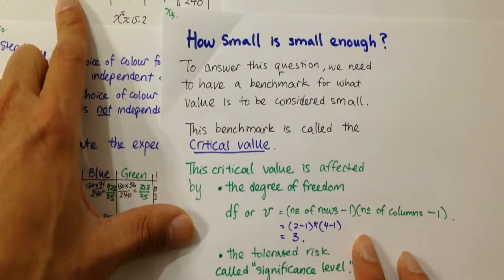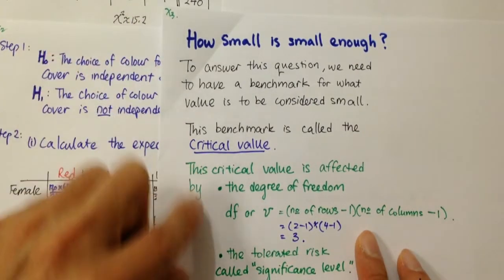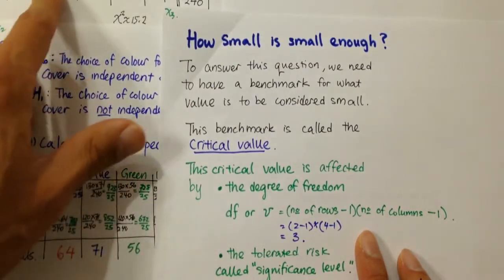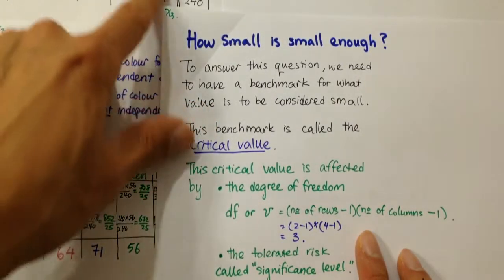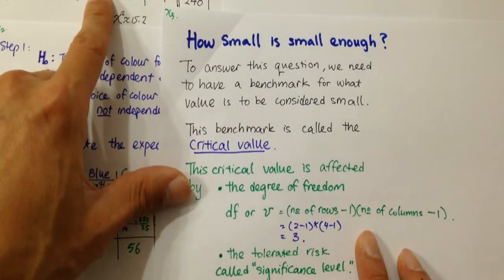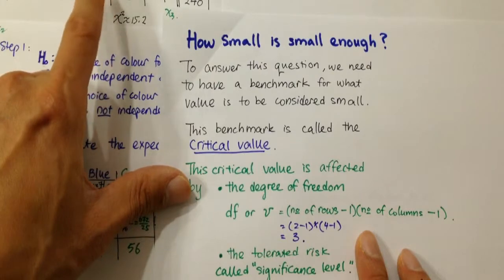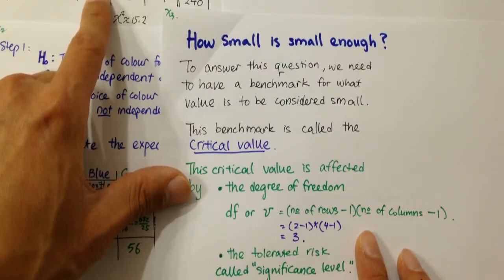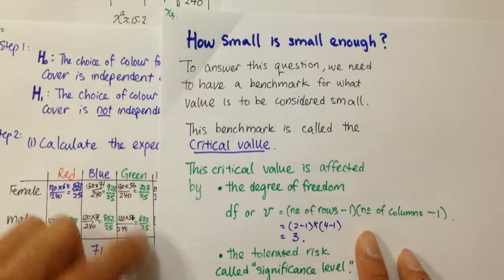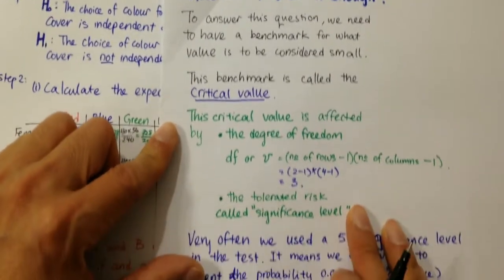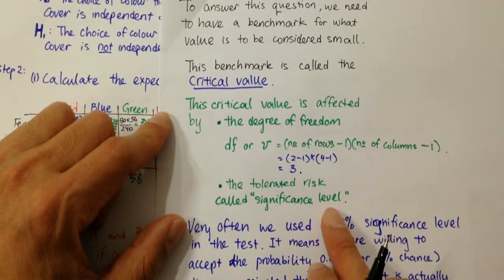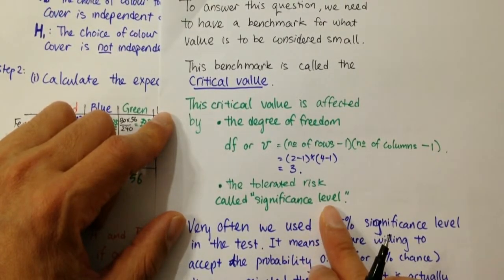So whether the critical value is big or small really depends on how much data you have. If you have a lot of data, then the critical value tends to be larger. If it is less data, then it's going to be smaller, for example. And the other thing is that the critical value also depends on the risk that you are willing to take. And this is called the significance level.